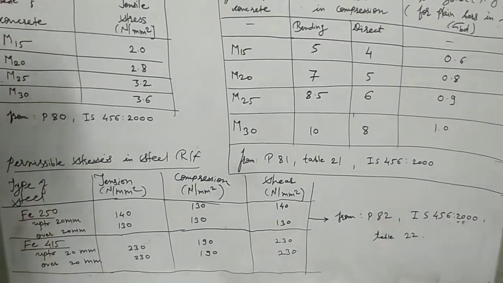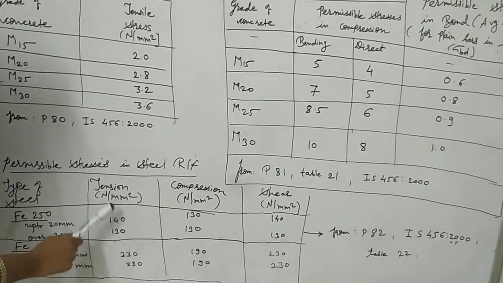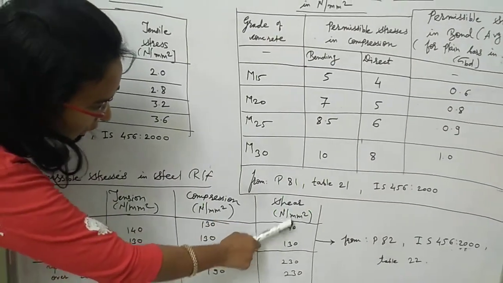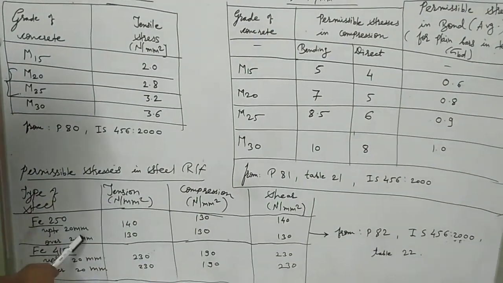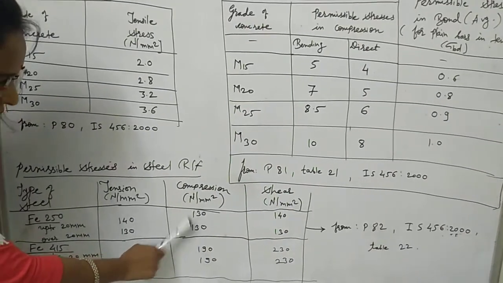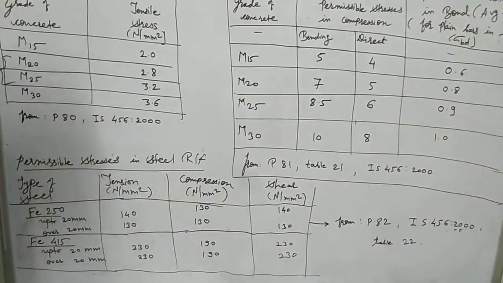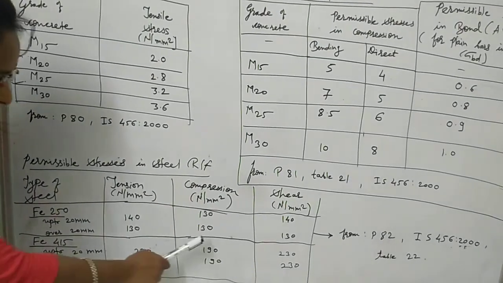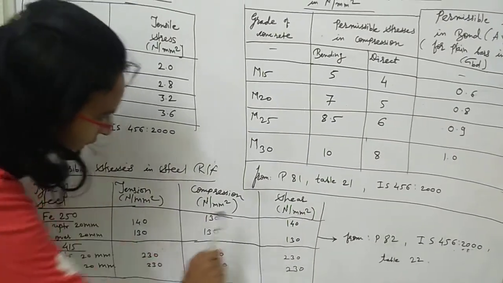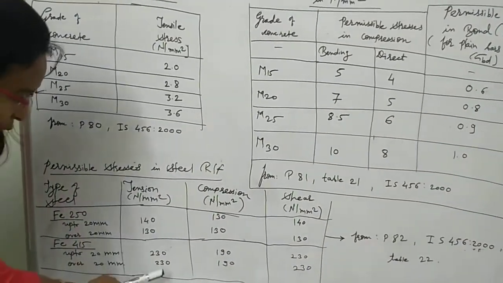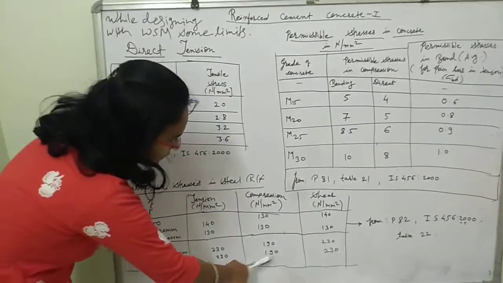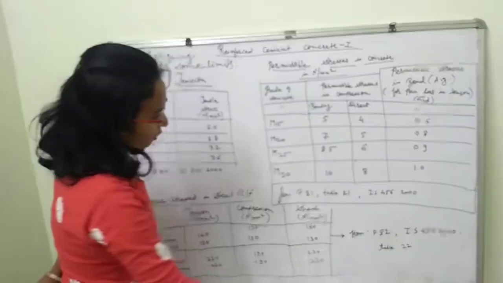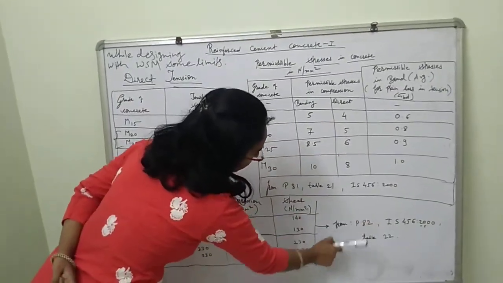For Fe250 up to 20 mm diameter bars, the tension is 140, compression 130, and shear is 140 Newton per mm square. Over 20 mm, tension 130, compression 130 and shear remains the same, 130. For Fe415 grade of steel up to 20 mm, tension 230, compression 190, shear 230 Newton per mm square. Over 20 mm, 230 Newton per mm square, 190 Newton per mm square and 230 in shear Newton per mm square. You can also refer to the same IS code, IS 456-2000, page number 82, table number 22.